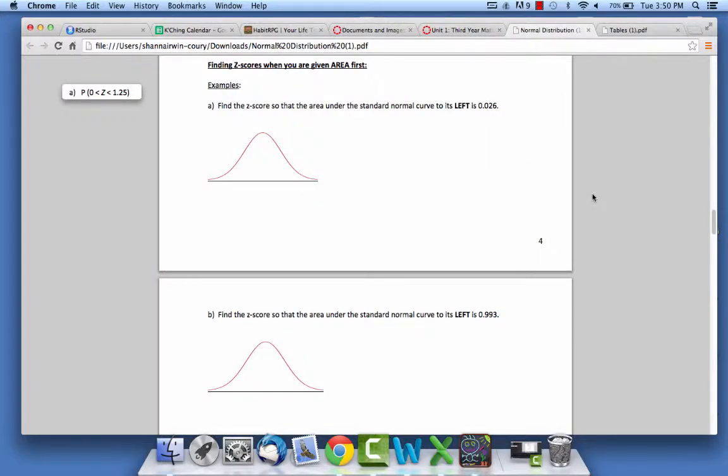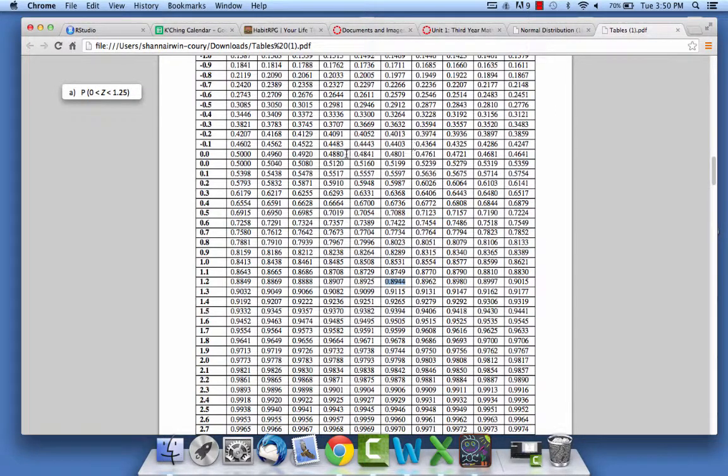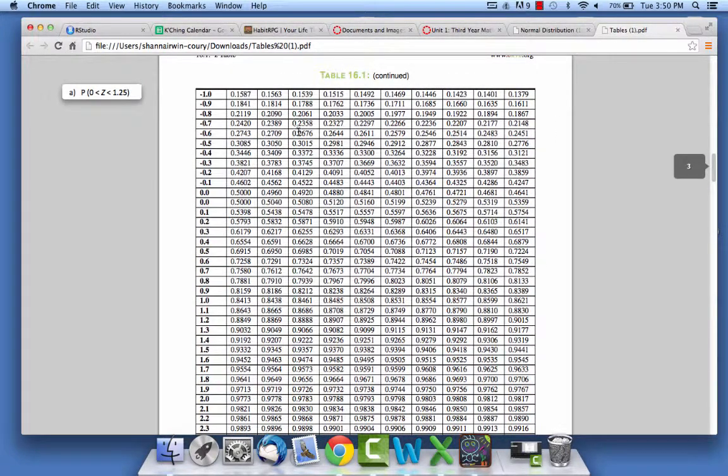Okay, so now we are going backward. We want the z-score so that the area is 0.026 to the left. So I'll do the first one. Now I'm looking in here, in all these, for the thing nearest 0.026. 0.02611, 0.0259, so that's 0.0021 away. That's 0.0011 away. This is the closest. So negative 0.64 is the answer.